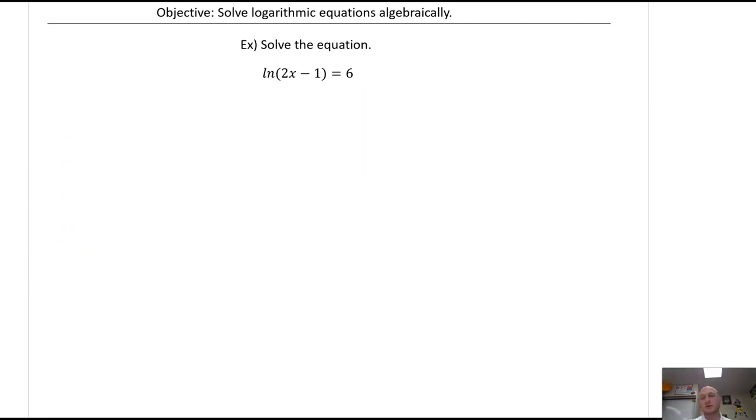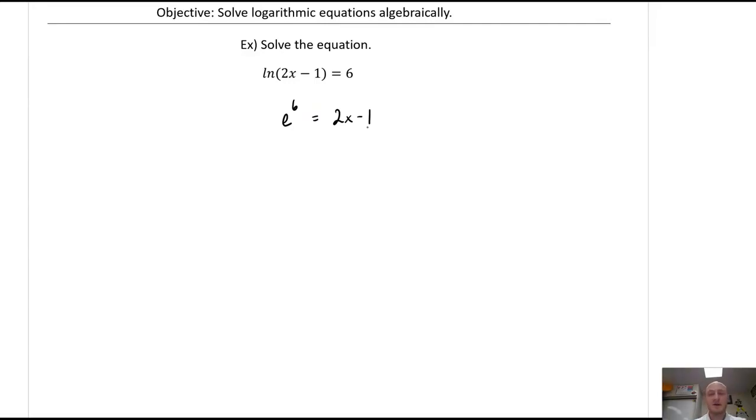All right, here is, I believe, the last example that I have. Natural log of 2x minus 1 is equal to 6. So in this case, again, I have a single logarithm on one side. I'm just going to go ahead and rewrite it in exponential form. This is e to the power of 6 is equal to 2x minus 1, right?